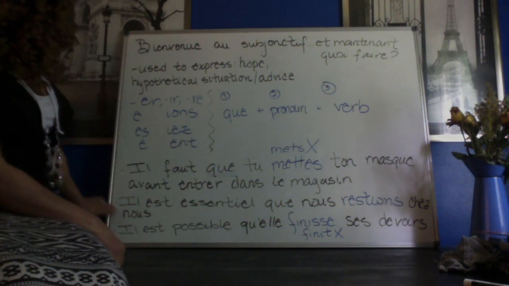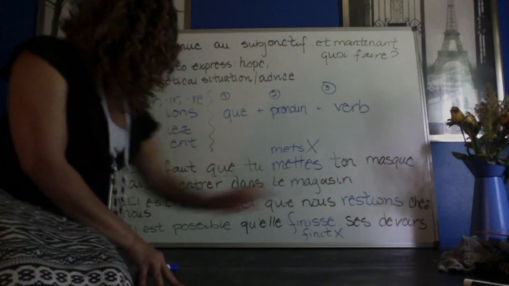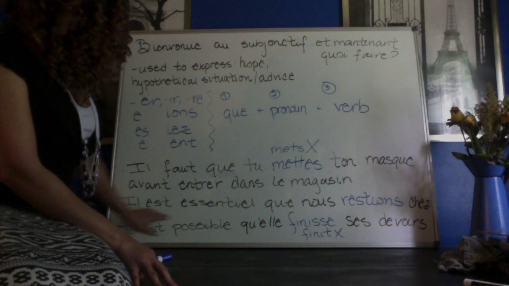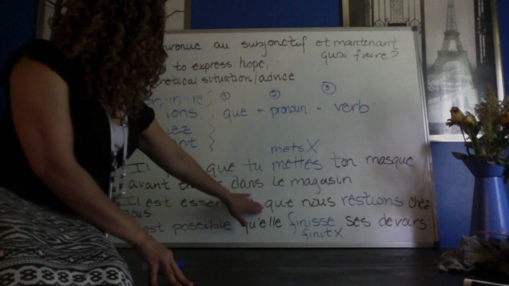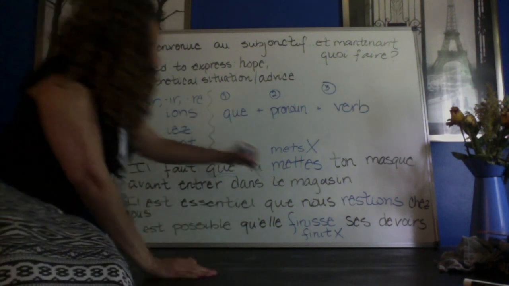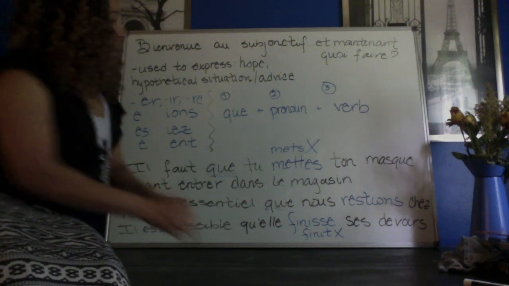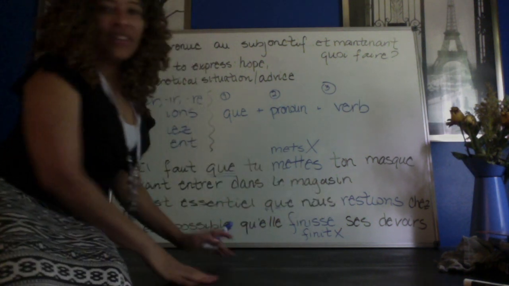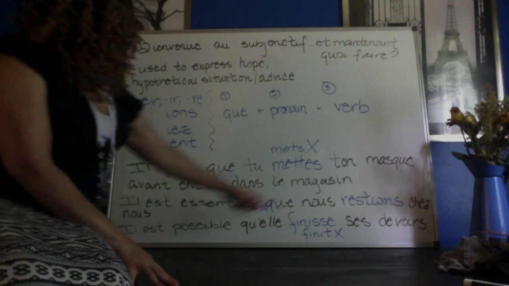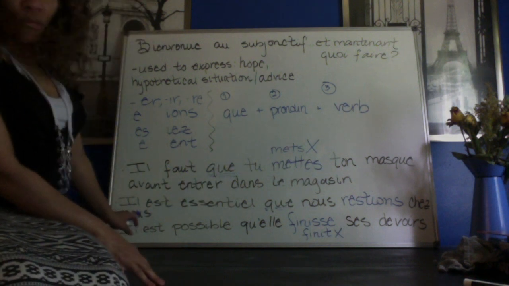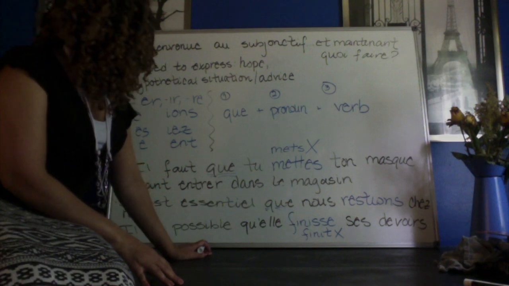Second verb, second sentence. Il est essentiel que nous restions chez nous, right? It is essential that, and you see the que popping up again. Nous restions. And now you can see how this one is in the imperfect form, l'imparfait. It is essential that we stay at home. Chez nous, at home, right? So it's essential that we stay at home.